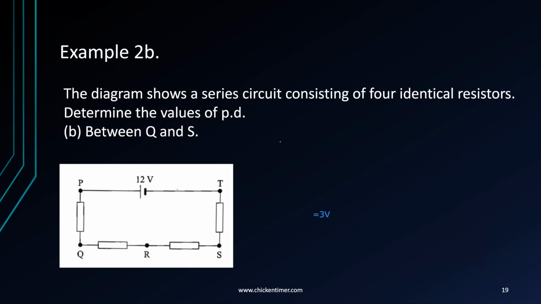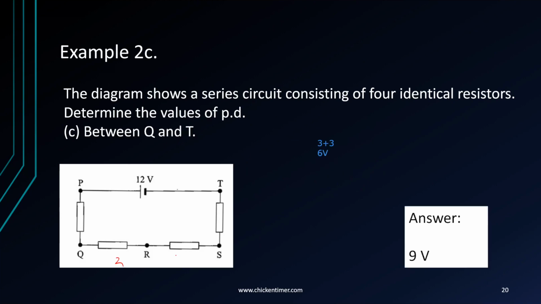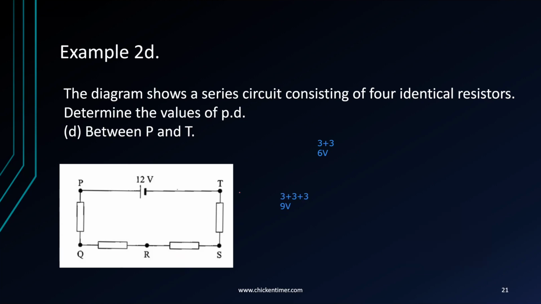So then they say Q and S. What's the potential difference between Q and S? Now there are two resistors in between. So QT is 9, because 3 here, 3 here, 3 here. Right, P and T, because it's this side, 12 volts.